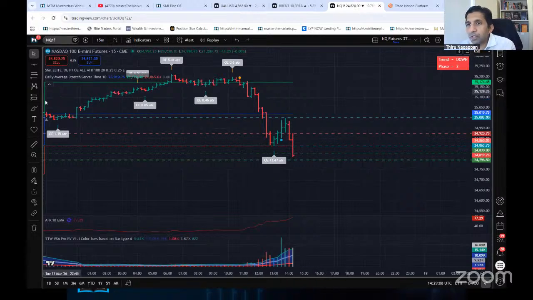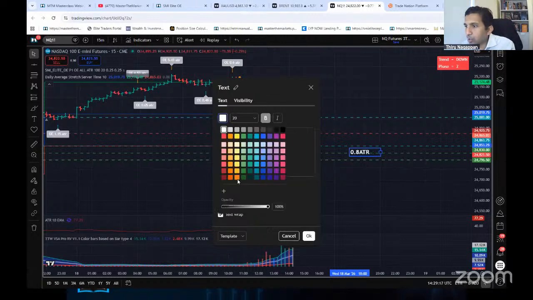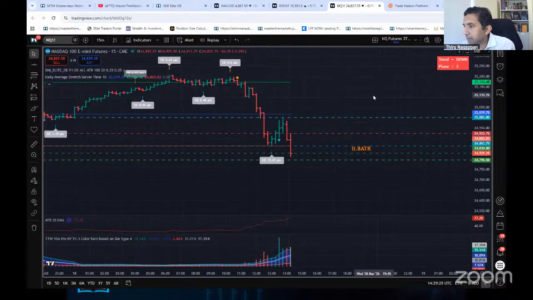So 24,830. So I'll just write a text over here so that you guys understand it. Those of you been following us for quite some time, you'll understand this. It's a really good, strong strategy based on strong principles. It's popularized by Toby Crabel, actually, big hedge fund billionaire trader.